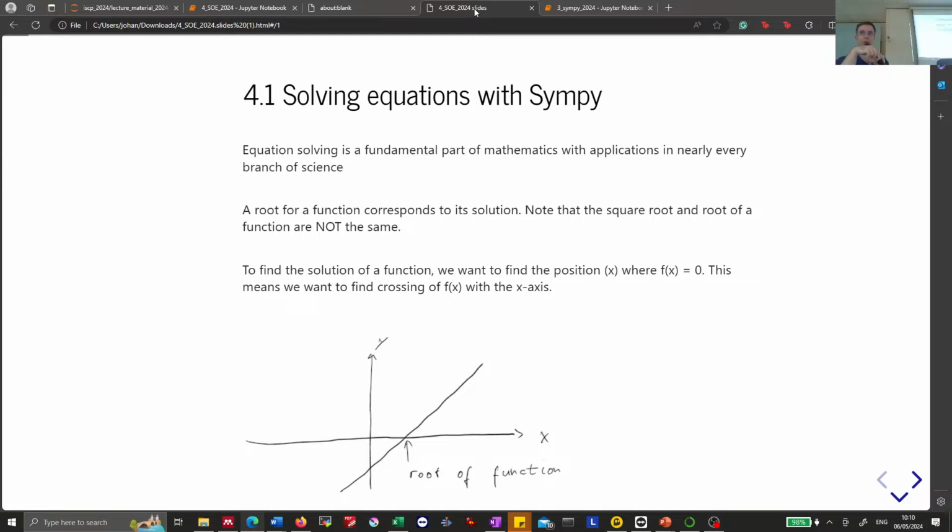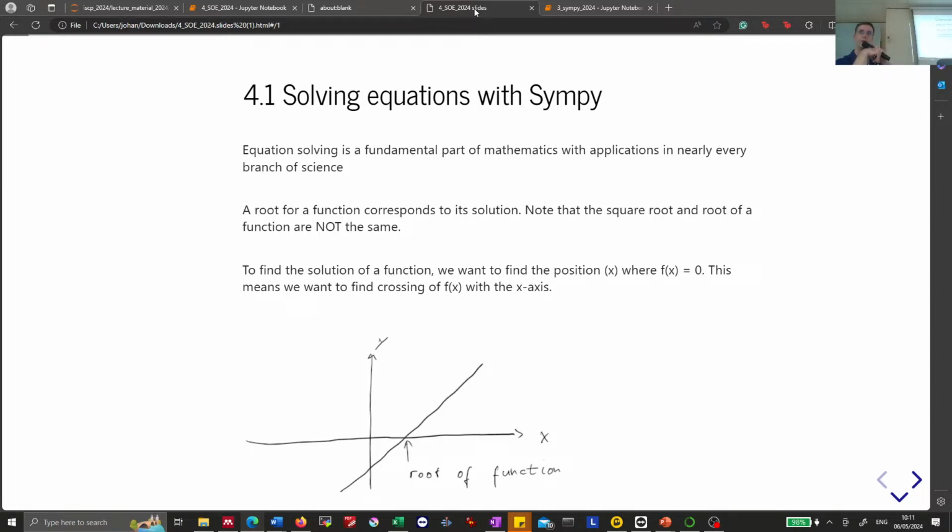So I normally have something like this in the final exam, right? And then I have the students and I ask, give me the root of the function, and they write numpy square root of that function. No. Okay, so be careful here. A root of a function corresponds to its solution, and the solution is this one here, right? The solution is the intersection with the x-axis.